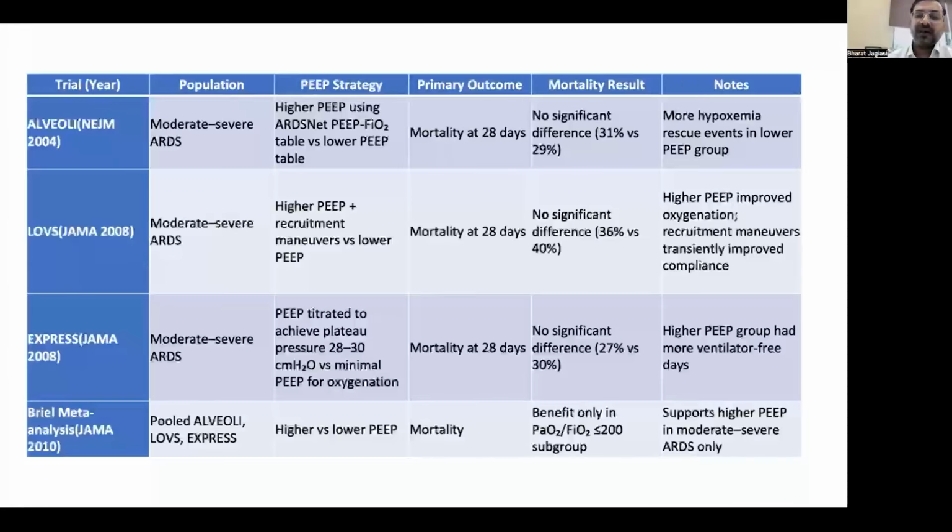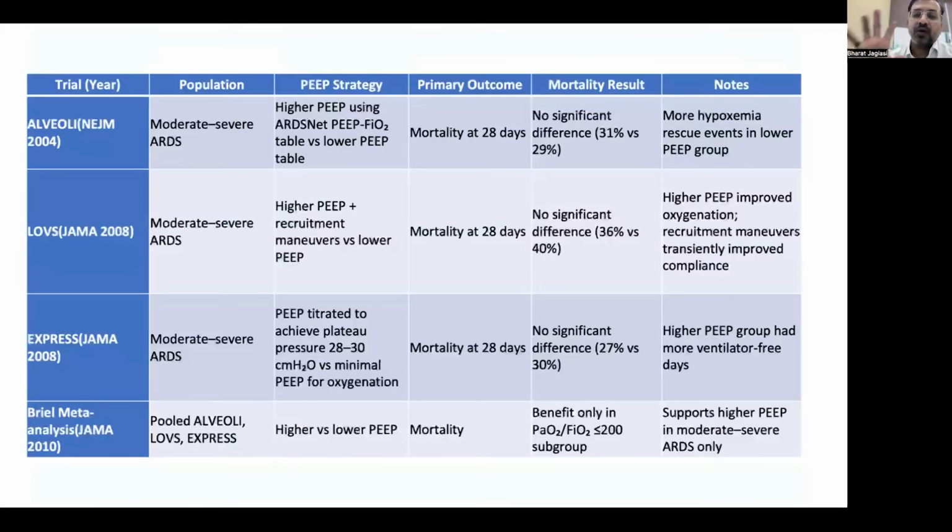If you look into the various studies, we have the ALVEOLI study, published in 2004 in NEJM, which looked at moderate and severe ARDS, high PEEP chart versus low PEEP chart, with mortality as the outcome, but there was no significant difference. The same was true in LOVS in JAMA, and in EXPRESS in JAMA in 2008. But the meta-analysis published in JAMA in 2010 pooled the cases from ALVEOLI, LOVS, and EXPRESS, and studied higher versus lower PEEP in relation to mortality. What they found was that the higher PEEP protocol was supported in moderate to severe ARDS only.